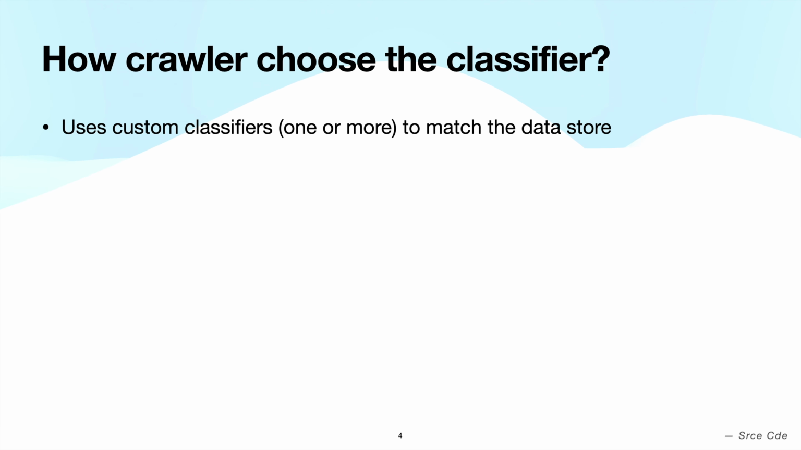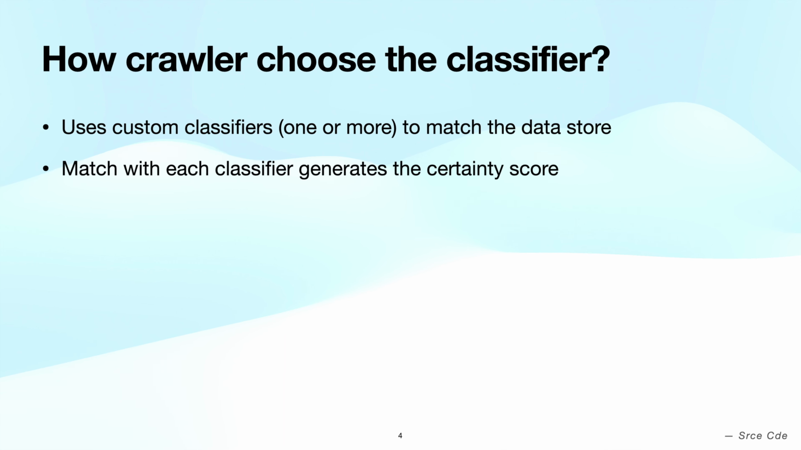Now while you define the AWS crawler, one can choose one or more custom classifiers to infer the data, and for built-in classifiers you don't have to do any additional configuration. When the crawler runs, the crawler will start to find the matches in the data store using the custom classifier, and subsequently it will also use other custom classifiers followed by the built-in classifiers if required. Now the question is how the crawler will determine which classifier is a good fit. The answer is a match with each classifier returns the score, which is known as the certainty score.